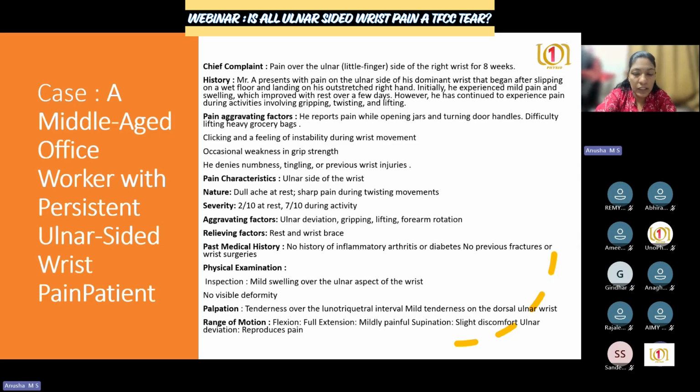Exactly. The shear test is something we should do. The lunotriquetral shear test is important for this case because we have identified tenderness over the lunotriquetral area. I hope it is very clear. The Reagan test is another name for the test; it is also a lunotriquetral ligament test.